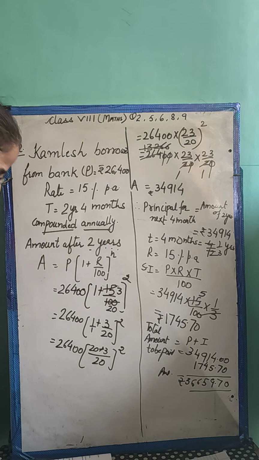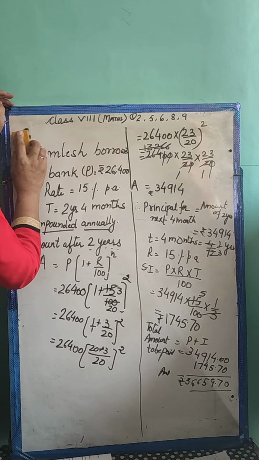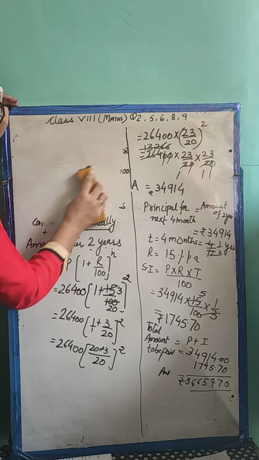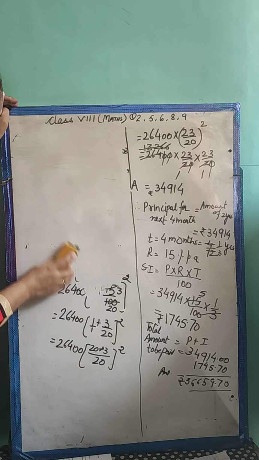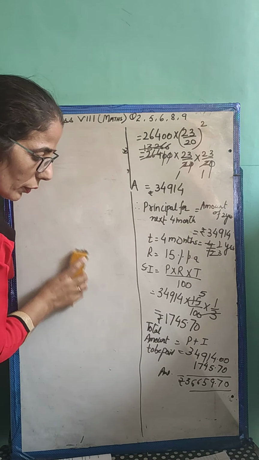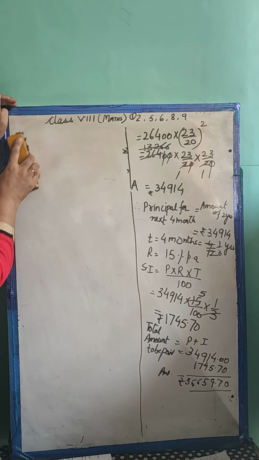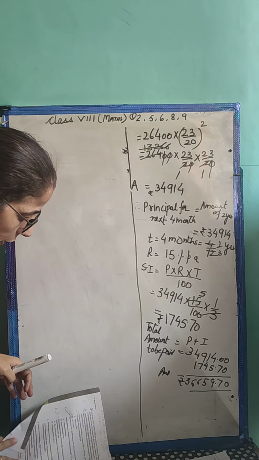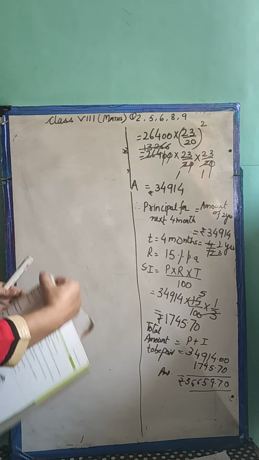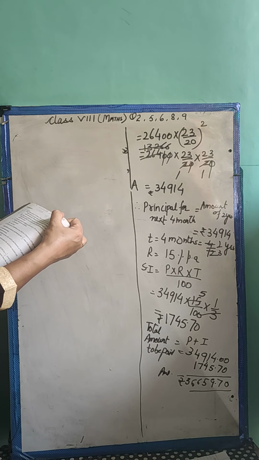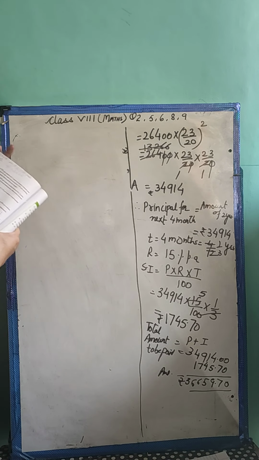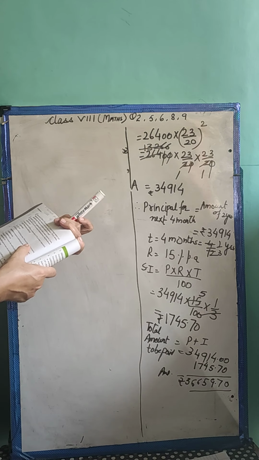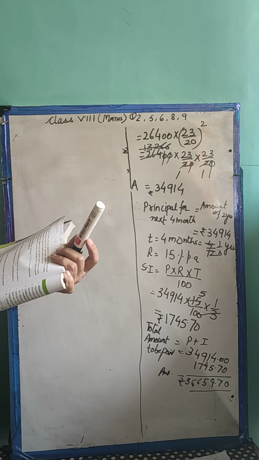Next question is question number 5. You can read that question also. Vasudevan invested money equal to 60,000 rupees at the rate of 12% per annum, compounded half yearly.